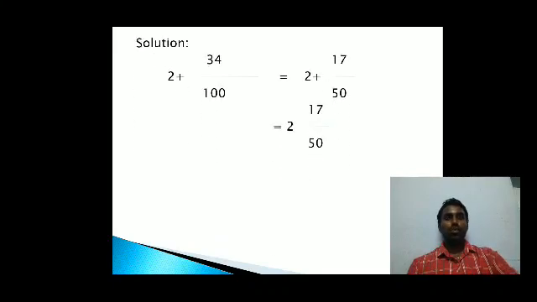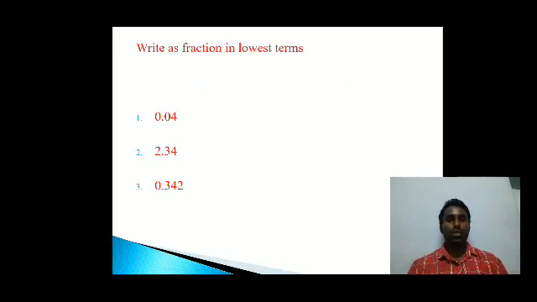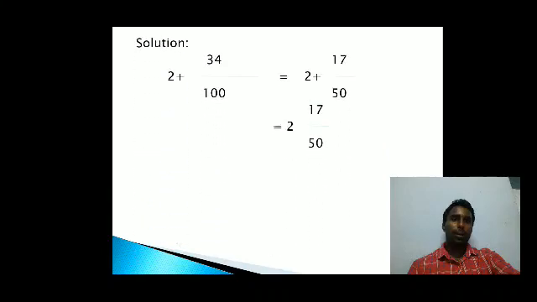yes, this one solution, the third problem, the second problem I think. See here, 2.34. So second problem 2.34, third problem 0.342. So 2.34 we can write as 2 plus 34 divided by 100, because 2 plus 0.34 is 2.34, right? Sorry for that. Okay, so 2 plus 0.34. 0.34 we can write as 34 divided by 100. Am I right? Next, 2 is the whole number.